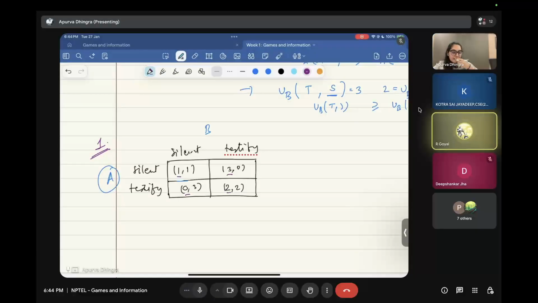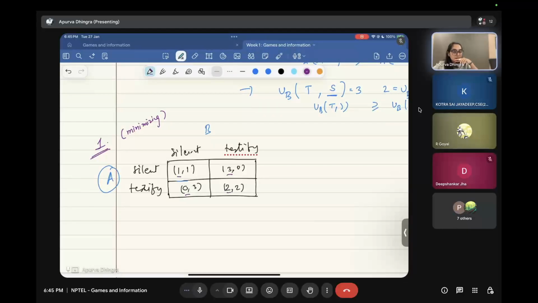So if player 1 remains silent, we get the utility 1. And we are looking for the lesser value, right? We are minimizing, right? So player 1 would like to remain silent. That's fine. If player 1 remains silent, then it is also in the benefit of player B to testify, because then the payoff would be 0 for player B. Yeah, right.